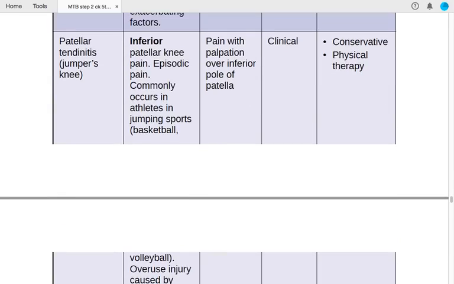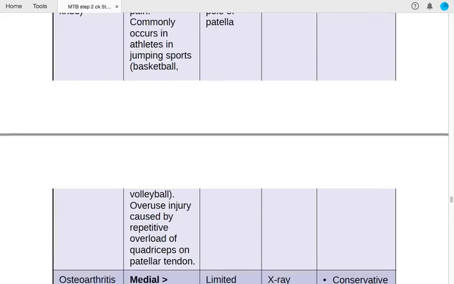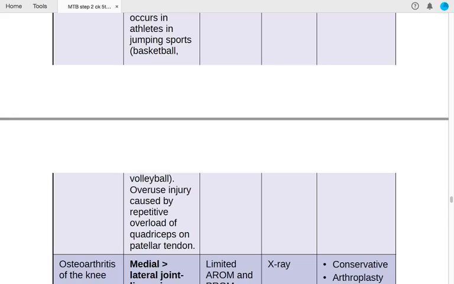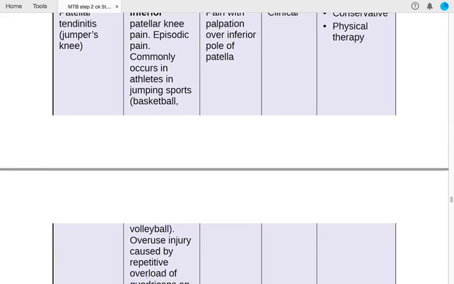Then we have patellar tendinitis, also known as jumper's knee. In patellar tendinitis, there is inferior patellar knee pain. You are going to see episodic pain, which commonly occurs in athletes in jumping sports, for example basketball and volleyball. It is an overuse injury caused by repetitive overload of the quadriceps on the patellar tendon. Repeated exposure to this overload of the quadriceps on the patellar tendon can lead to patellar tendinitis, or jumper's knee.